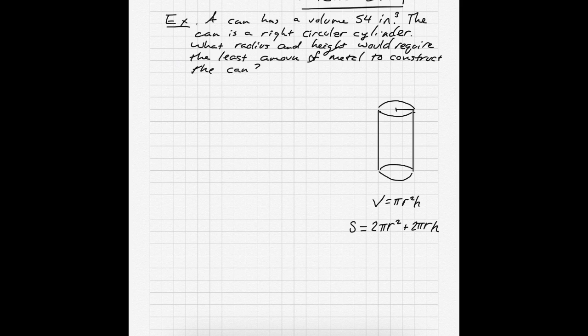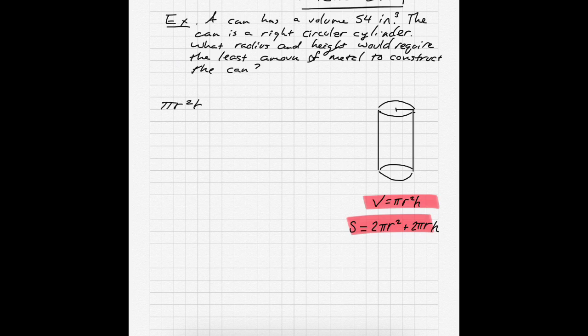Here we have a can, has a volume of 54 cubic inches. A can is a right circular cylinder. What radius and height would require the least amount of metal to construct the can? And in this one, I actually have two formulas given. So that makes this pretty easy.